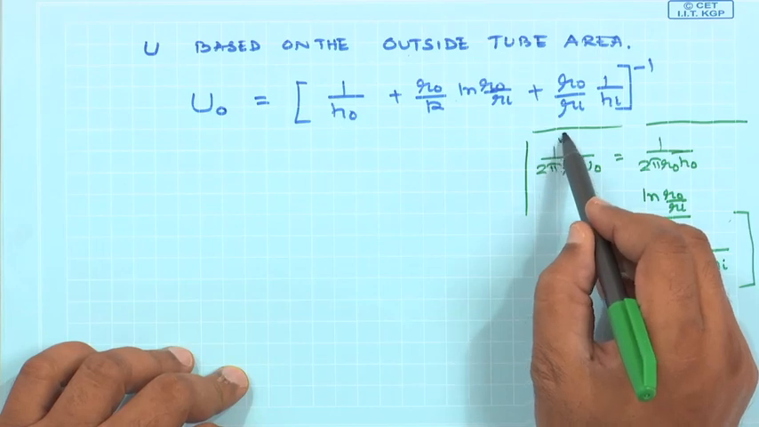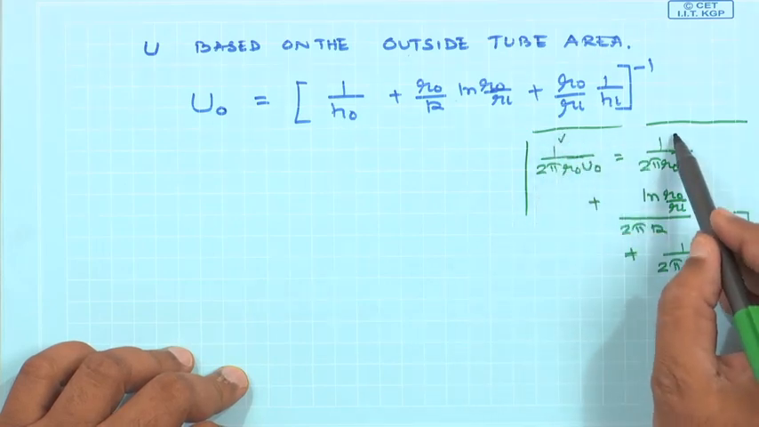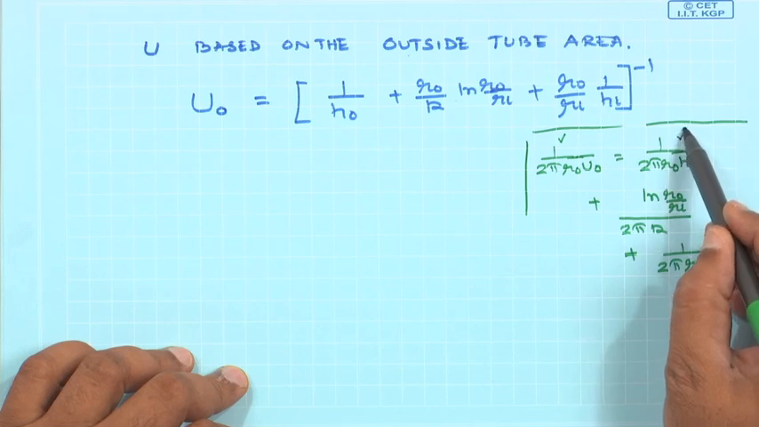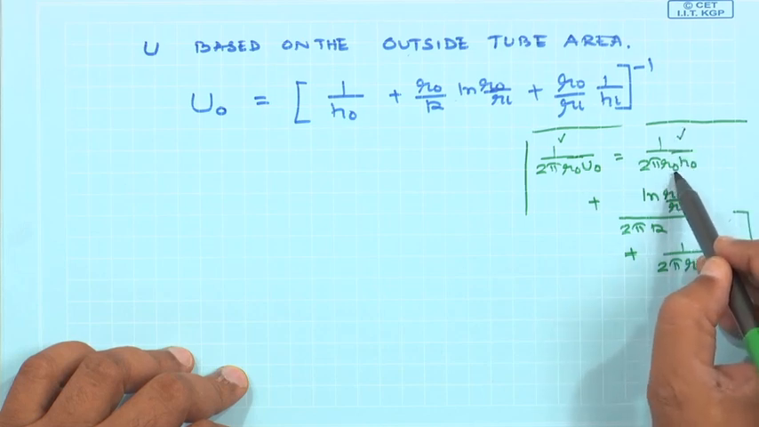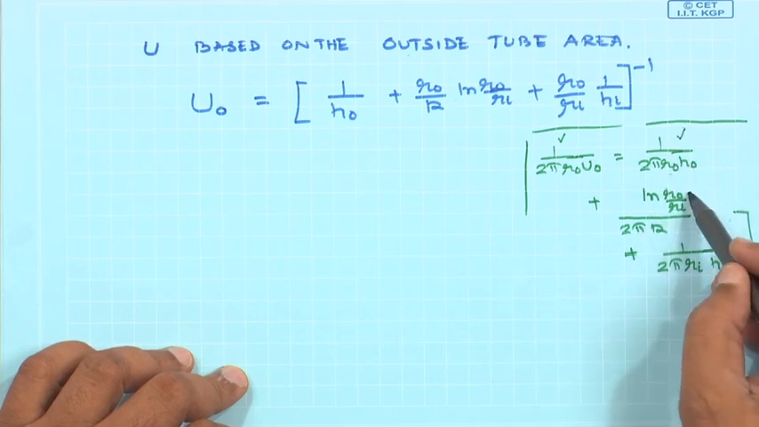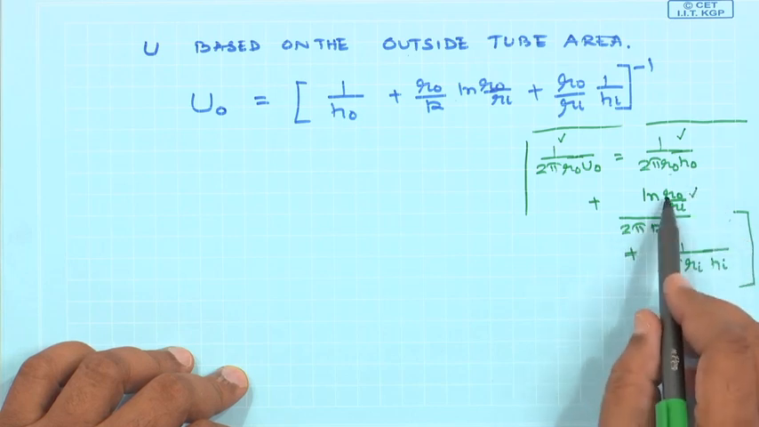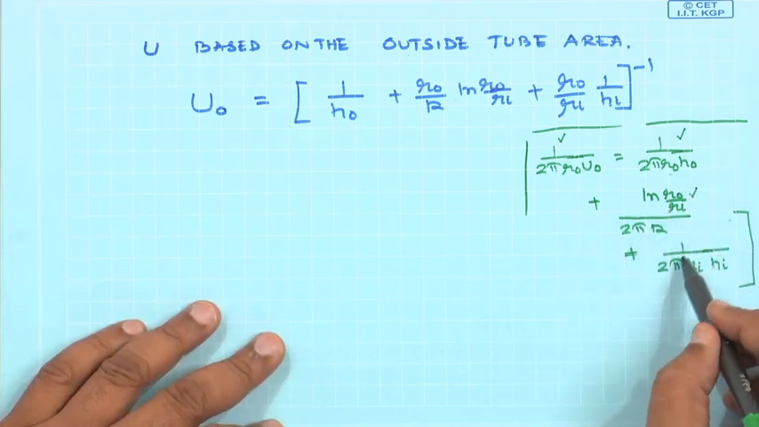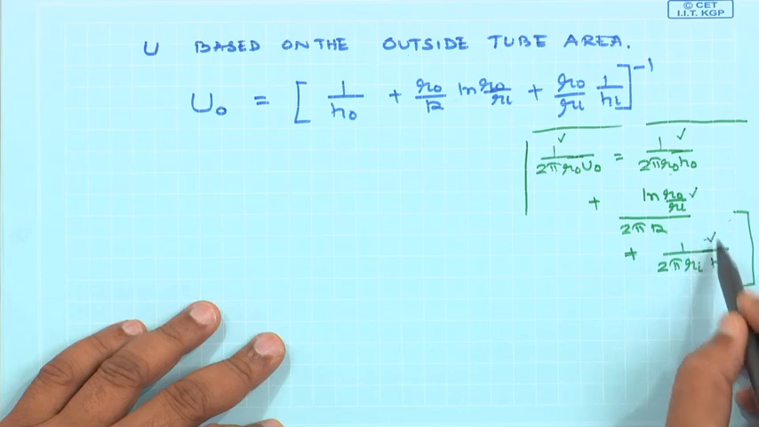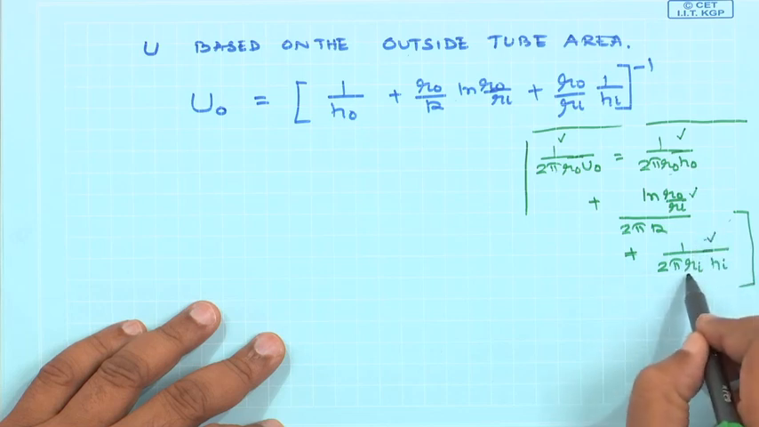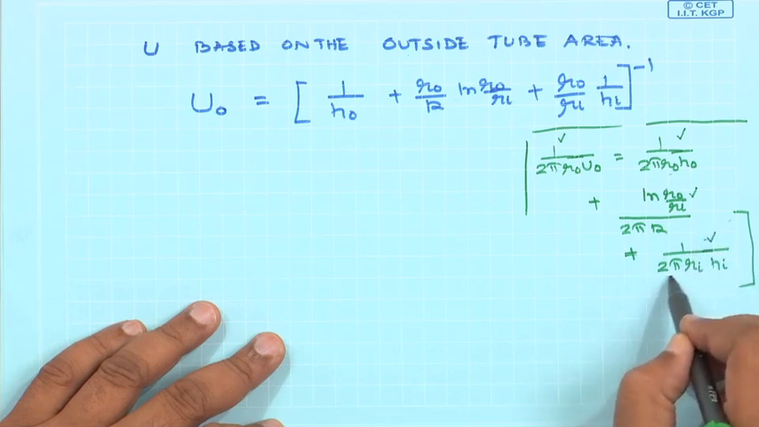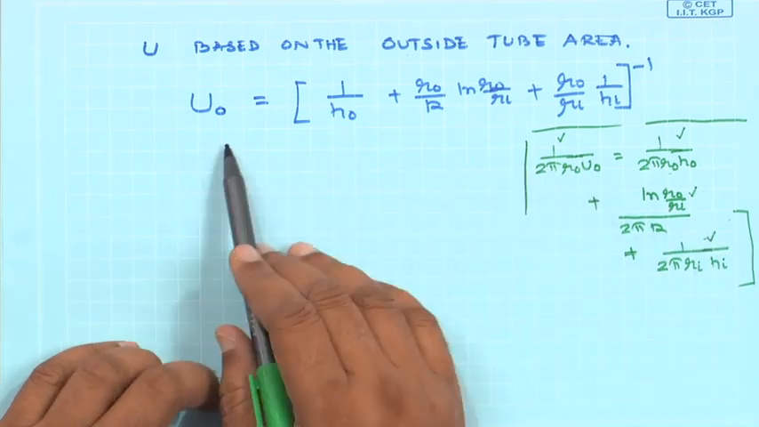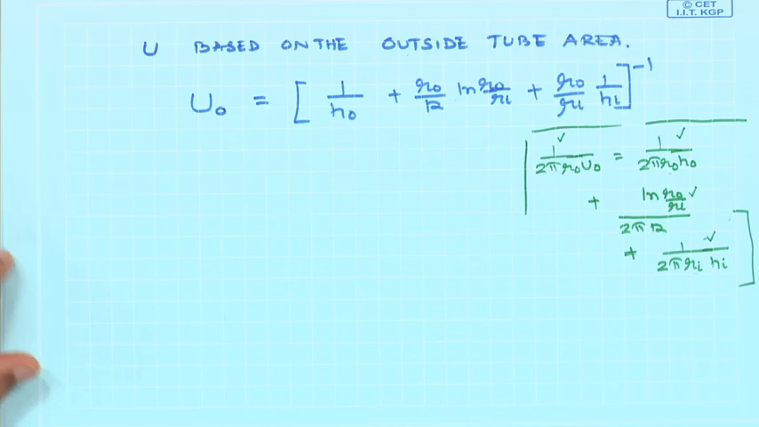The overall heat transfer coefficient is the sum of the external convective resistance, and that is why r naught is here, the conduction resistance, which is 1 by 2 pi k, and the resistance due to the internal convection based on the internal area. That is why we have 1 by 2 pi r_i. So, U naught is obtained out of this relation.